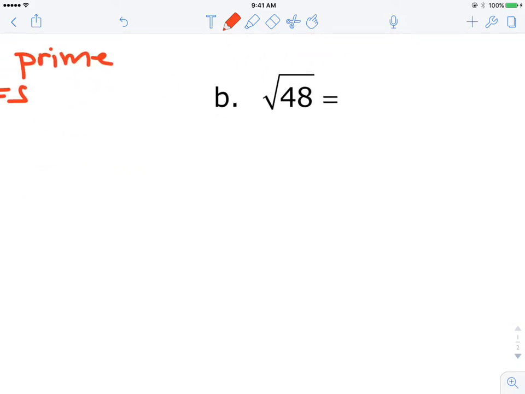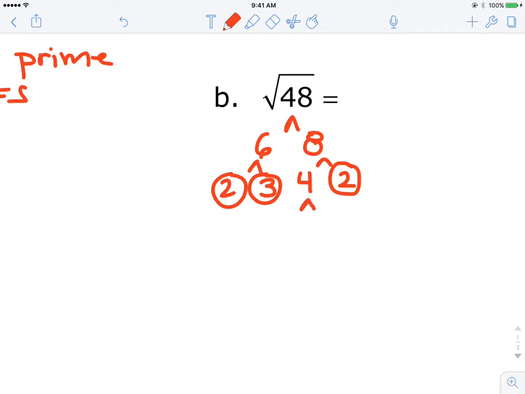The square root of 48. All right, I'm going to do 6 times 8. All right, we're going to keep going here. I got a 2 and a 3. All right, those numbers are prime. I can stop. Here I'll do a 4 and a 2. 2's prime. Keep going on your 4, so we got 2 and 2. Okay, all those circled numbers go back in. So I got 1, 2, 3, 4, and then a 3.